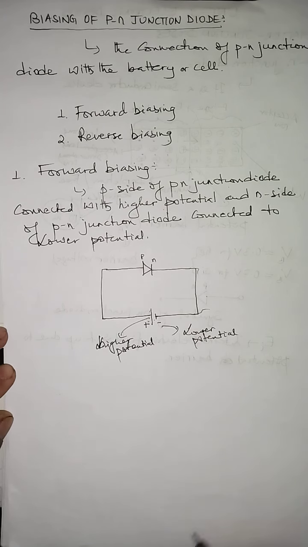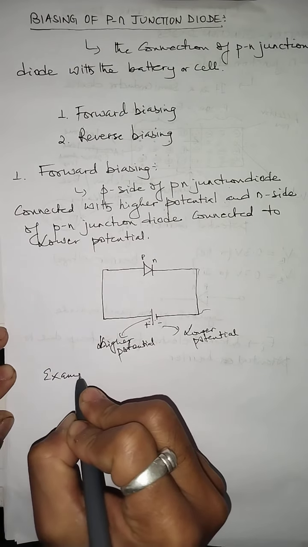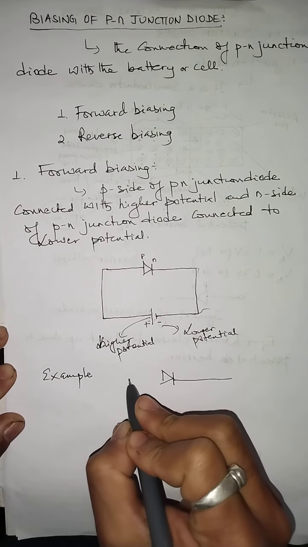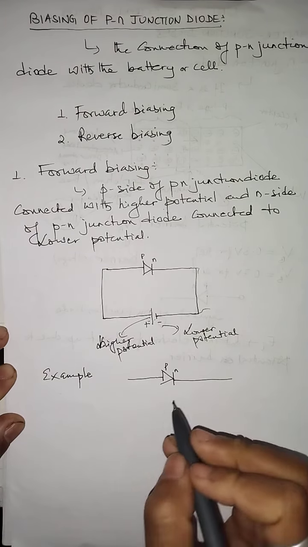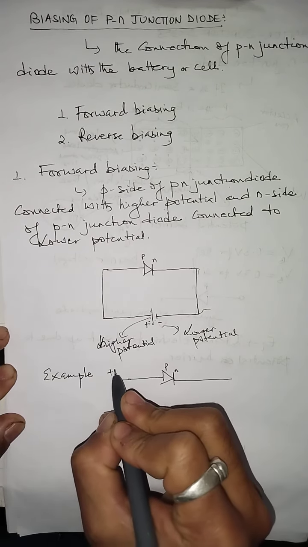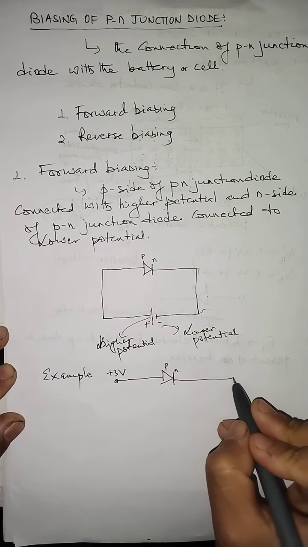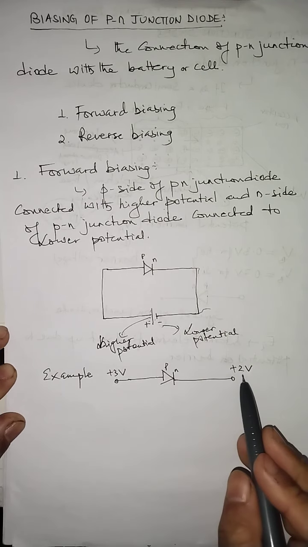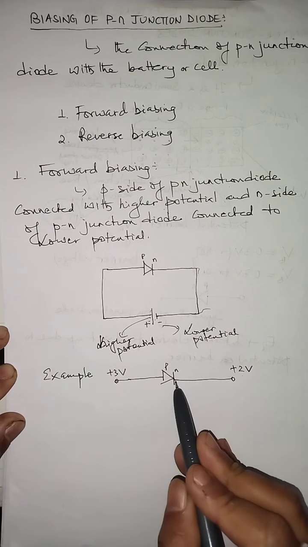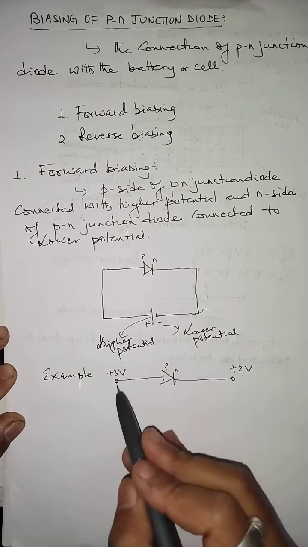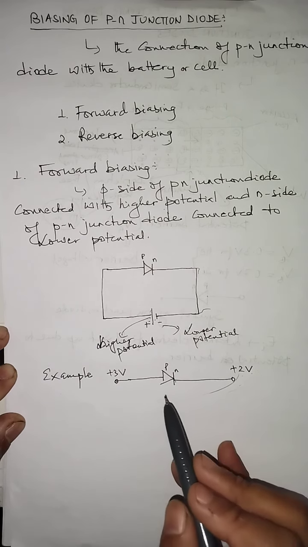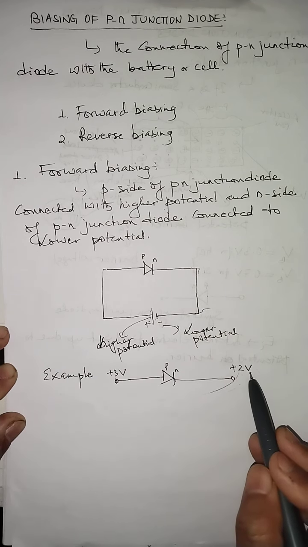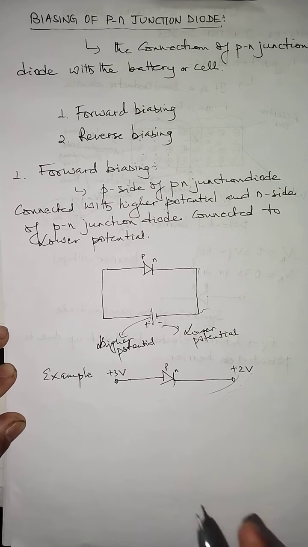Okay. Now there are other examples in which the PN junction diode is also under forward biasing. Let me show you with an example. This is the P terminal of the PN junction diode, and this is the N terminal. When I connect the P terminal to plus 3 volt and the N terminal to plus 2 volt, both are connected to positive terminals, but P is at 3 volt, the higher potential, and N is at plus 2 volt, the lower potential. Then this is under forward bias. So this is also an example of forward biasing.